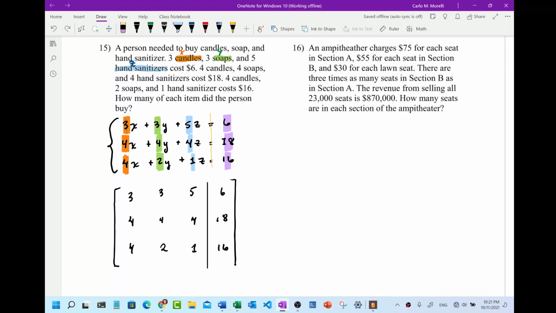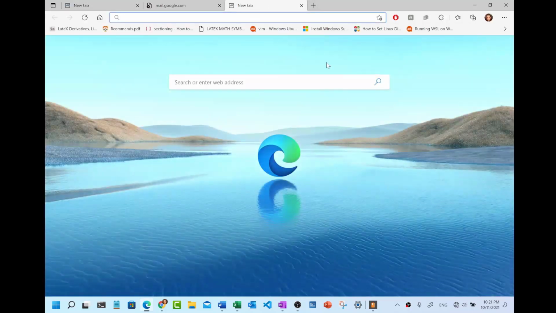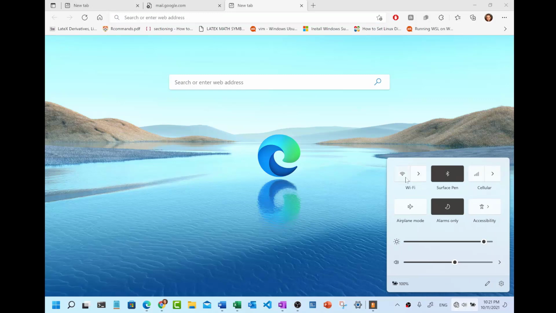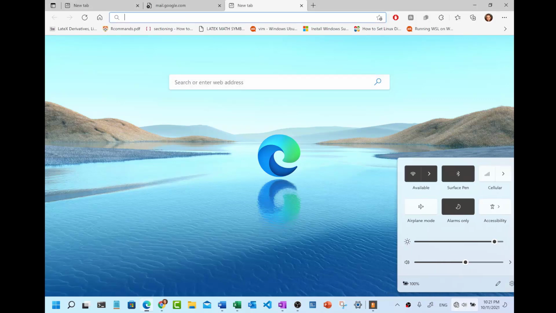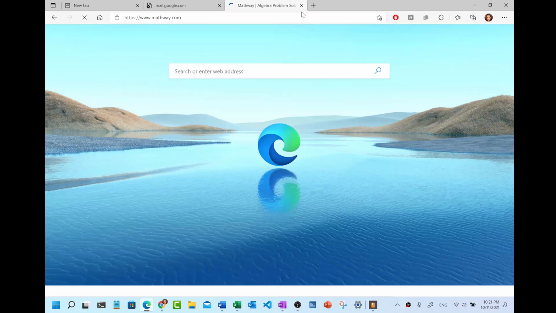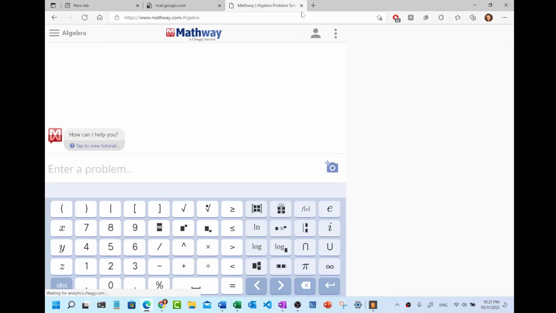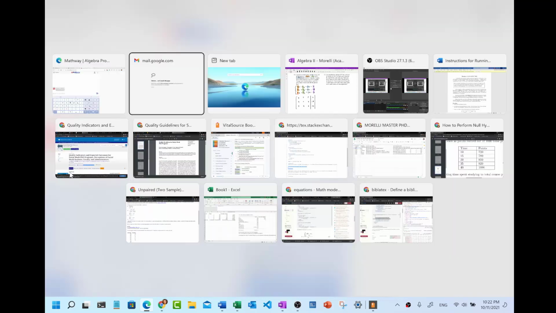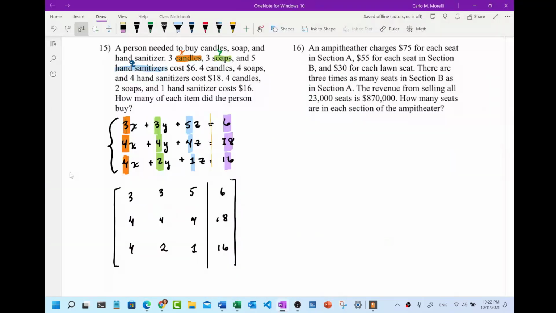All right, so we wrote down the matrix. Now let's solve the system. How are we going to do it? Well, we're going to cheat because I don't have the TI Inspire. What I'm going to do instead is go to Mathway. And I know none of you have ever been to this website before, so this will be a new experience for all of you. Enter a problem. Here's how you do this. Let's go back to the problem.